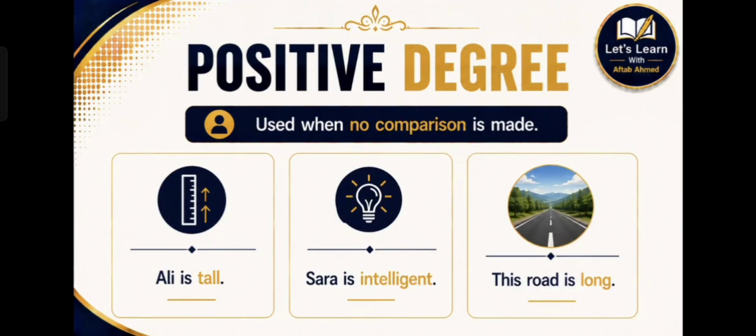The positive degree is the basic form of an adjective. It is used when no comparison is being made. Examples: Ali is tall, Sarah is intelligent, this road is long. In these sentences, the adjectives simply describe the noun without comparing them to anything else.